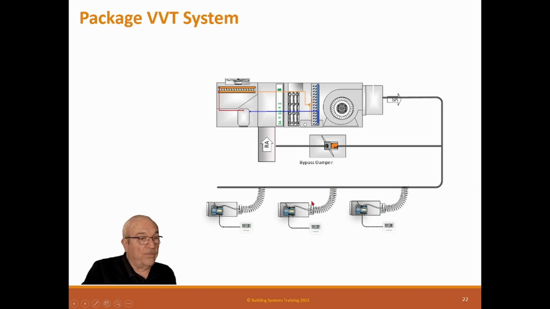Now there is one thing that separates these from a regular VAV system, and that is this is a heating and cooling unit. So when this goes into heating, all these boxes need to change polarity. They need to go from a cooling box to a heating box.